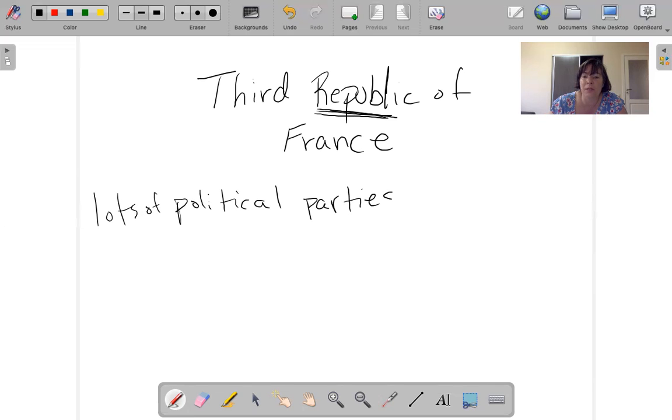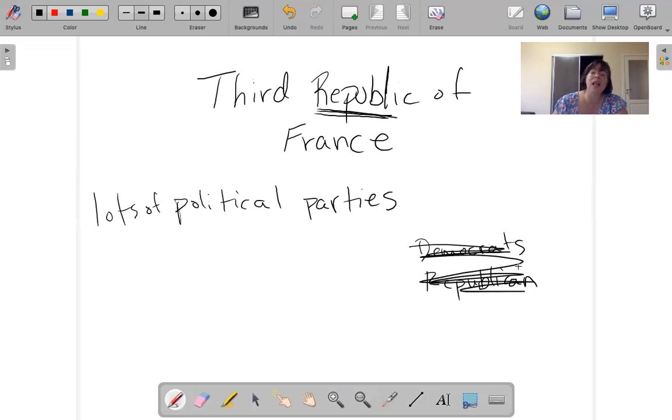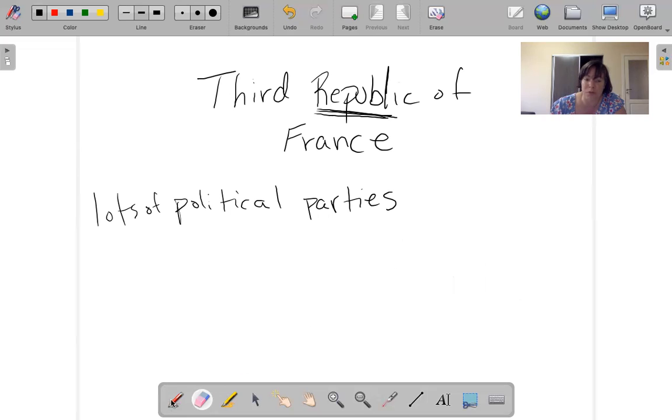Just in case you don't know what a political party is, in the United States, we have the Democrats and the Republicans. And when you want to vote for president or vote for governor or vote for whatever, you can either vote for the Democrat or the Republican. And in England, they just have a couple parties, and those are your only choices. But in France, they've got lots and lots of different political parties that you can choose from.